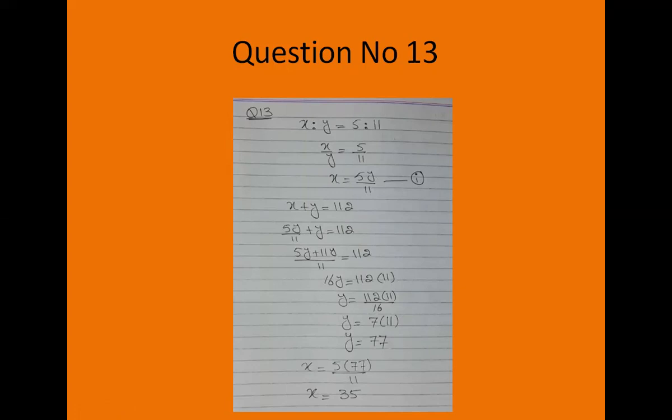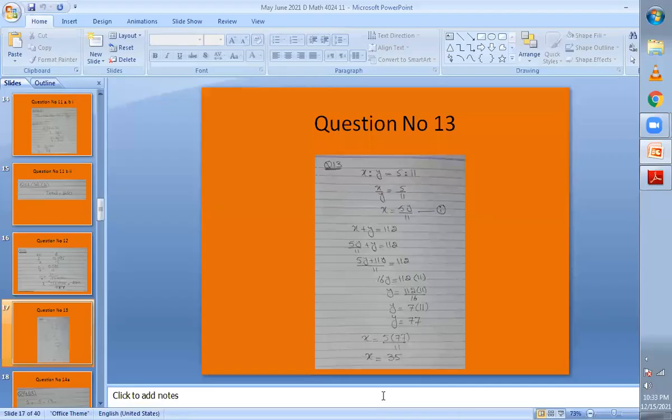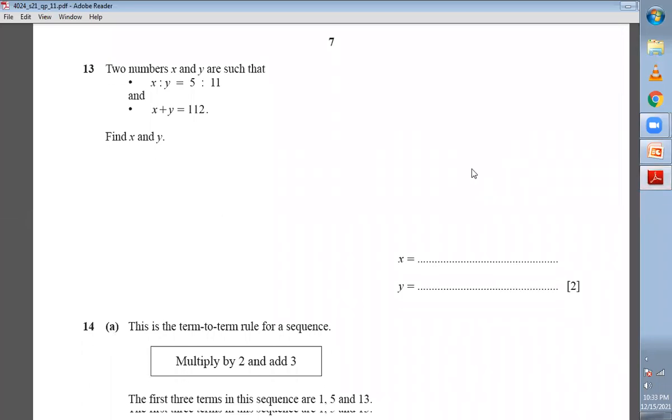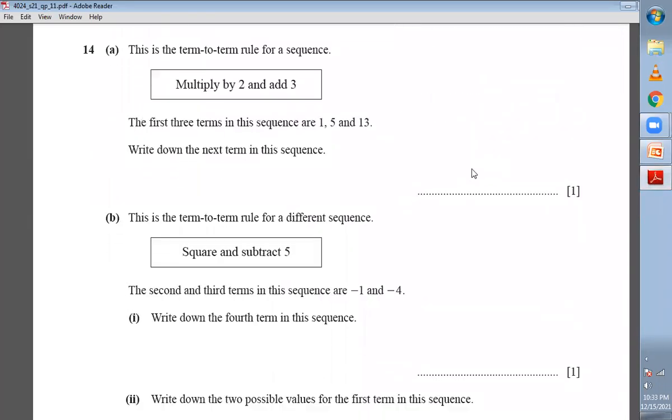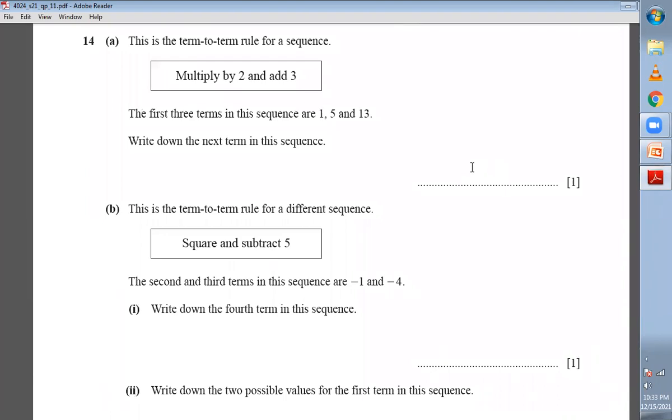I'm hopeful that you understand how this simultaneous equation is solved. Okay, so let's go to the next question. The next question on your screen is question number 14. It says this is the term-to-term rule for a sequence. A term-to-term rule for a sequence means from one term how you get the next term. He says multiply by 2 and add 3. So the first 3 terms in this sequence are 1, 5, and 13. Write down the next term in this sequence.